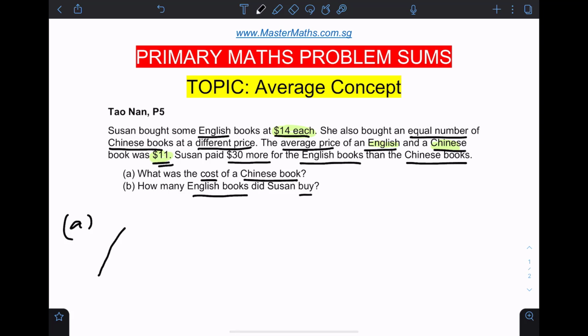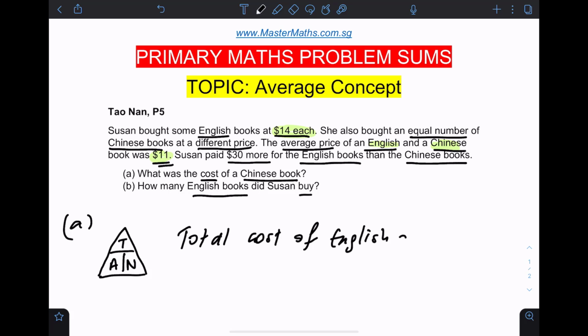So if we employ our TAN triangle, TAN, the average price of two books, of a Chinese and English book, average price will be $11. So with that, we can find the total cost of these two books, English and Chinese books.